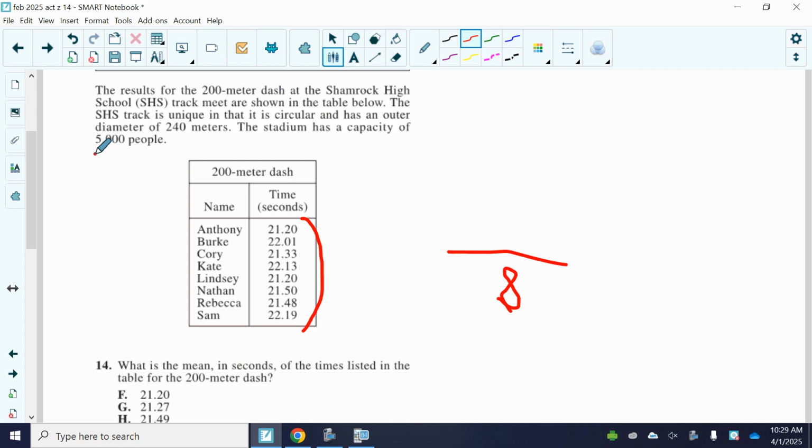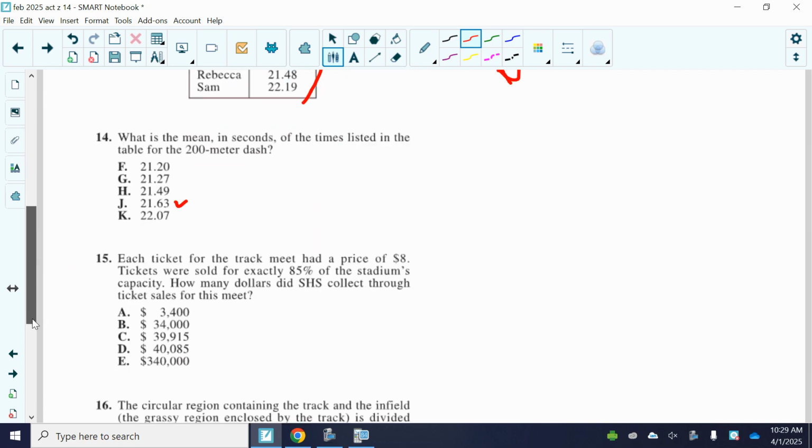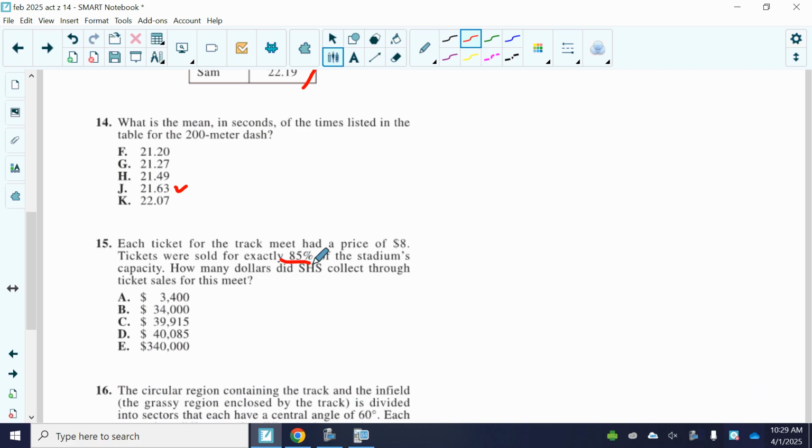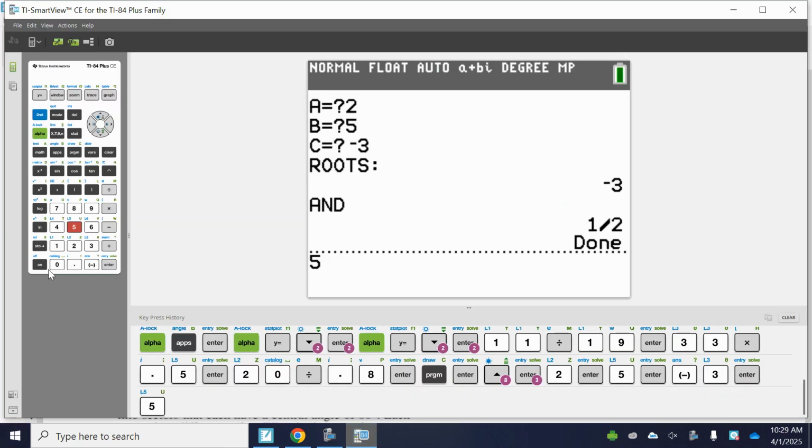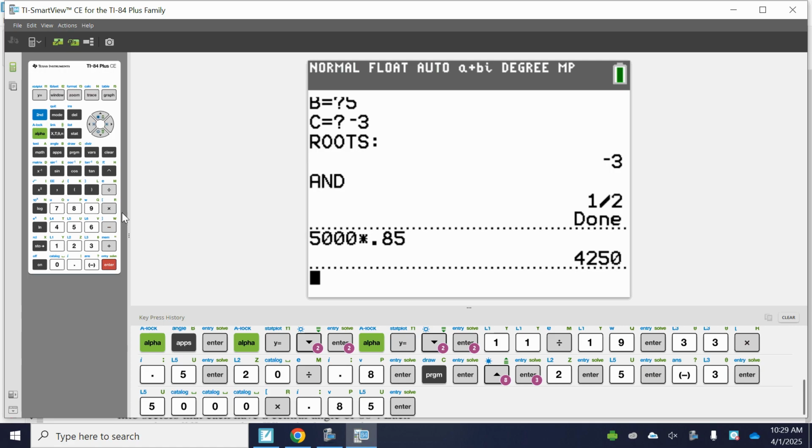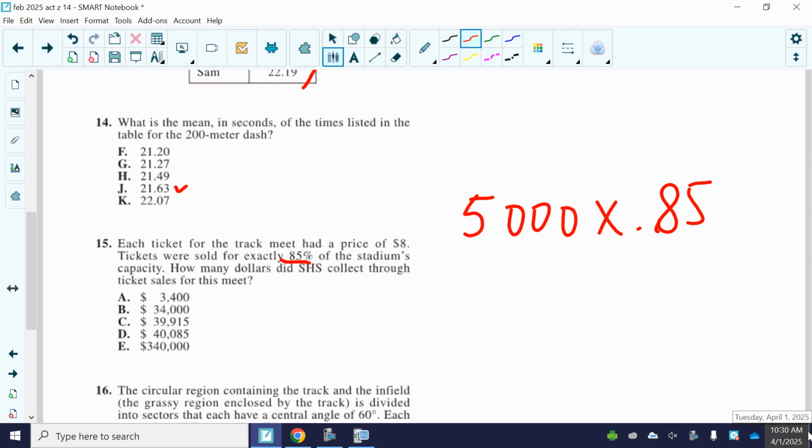The stadium had a capacity of 5,000 people. What do they tell us? It's 85% full. So this is 5,000 times 0.85. That tells me how many people were in the stands. So 5,000 times 0.85, and what were they paying? $8 per ticket. So when I multiply by 8, I made $34,000. The answer is B.